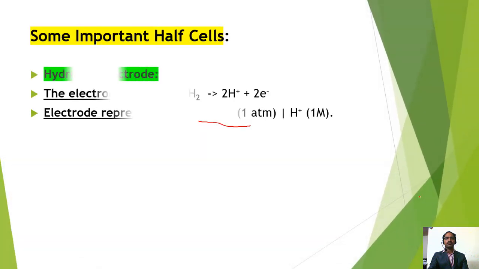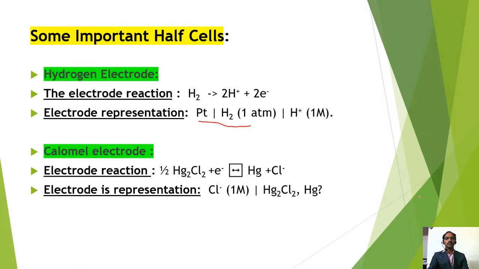Similarly, the calomel electrode is also there. That is, we are using mercurous chloride and HCl.